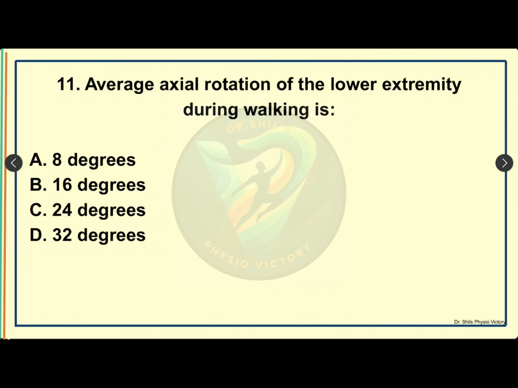Next question. Average axial rotation of the lower extremity during walking is option A 8 degree, option B 16 degree, option C 24 degree, and option D 32 degree. Here the correct answer is option A 8 degree. During normal walking, the lower extremity and the pelvis rotates in the transverse plane to increase step length and reduce vertical displacement of the center of gravity. It's generally 8 degree internal or external rotation.